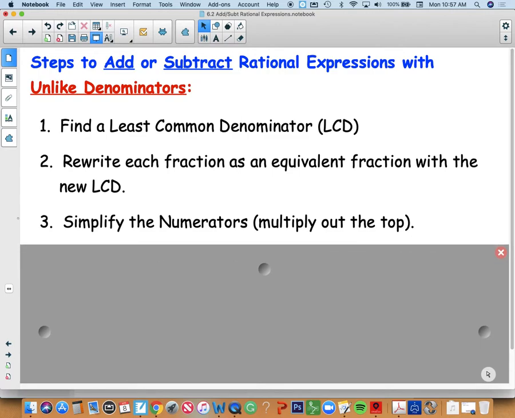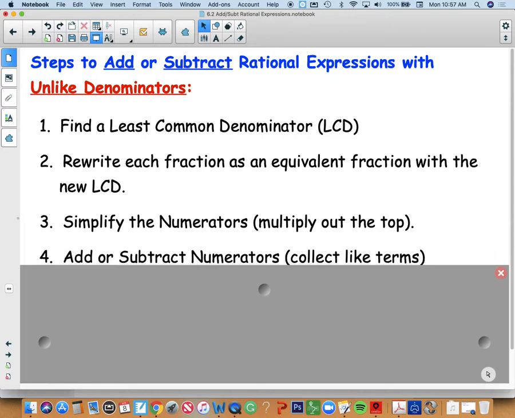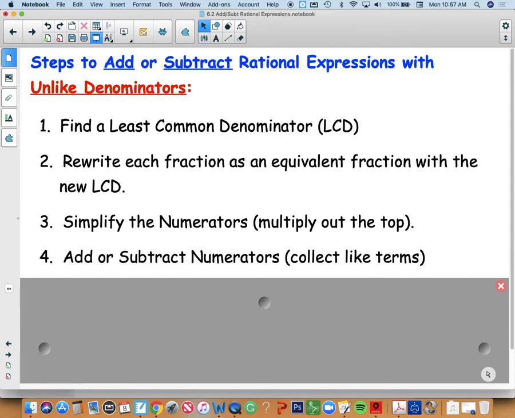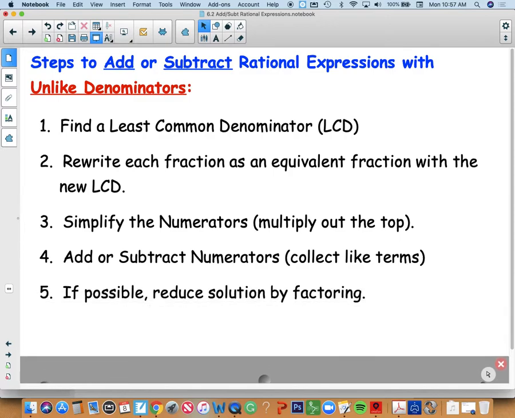Step 3, simplify the numerators. So multiply out the top, simplify the top of the fractions. Step 4, add or subtract numerators, so that just means combine like terms only across the top. And then step 5, if possible, reduce the solution by factoring.